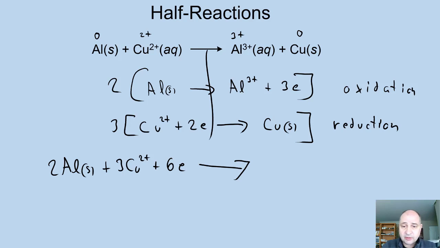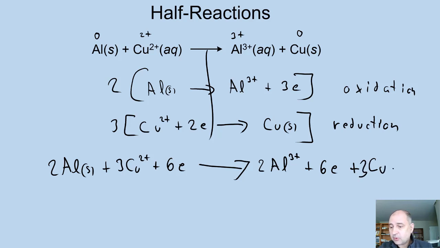Basically everything here pulled down, and on the product side we have 2 aluminum ions, we have 6 electrons, and 3 copper metals precipitating out here. So that's the overall redox reaction shown, and it's balanced now. Electrons drop out, so this is, in a way, the net ionic equation, or the overall equation.